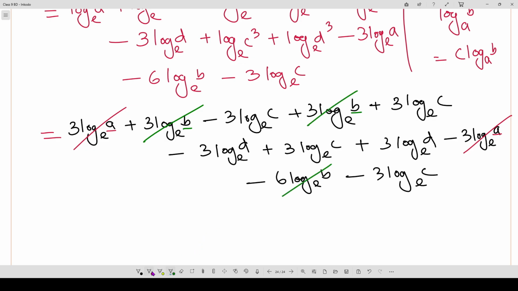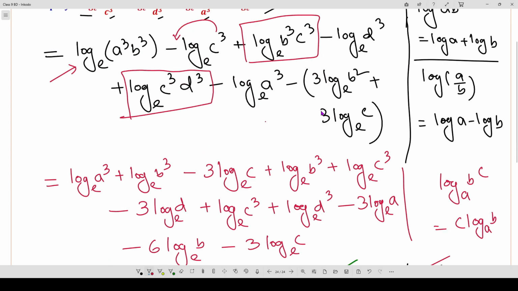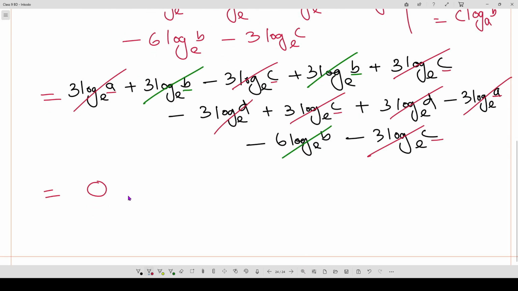Next we will find out c. This is c, this is c, and here is c, and here is also c. So look, 3 log base e c and plus 3 log base e c, so minus and plus are out, and here plus and minus are also out. And finally here is minus 3 log base e d, and here is plus 3 log base e d. It means this one also is out. So finally we get 0. Very interesting math, big math but small answer. So finally we get our answer, which is 0.